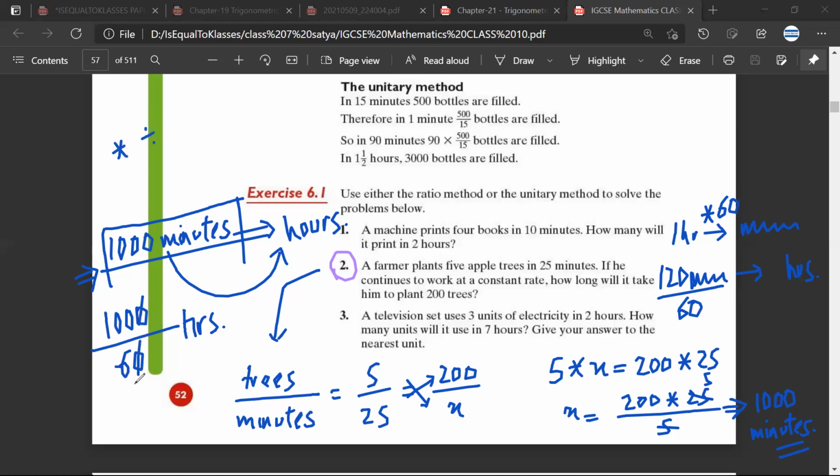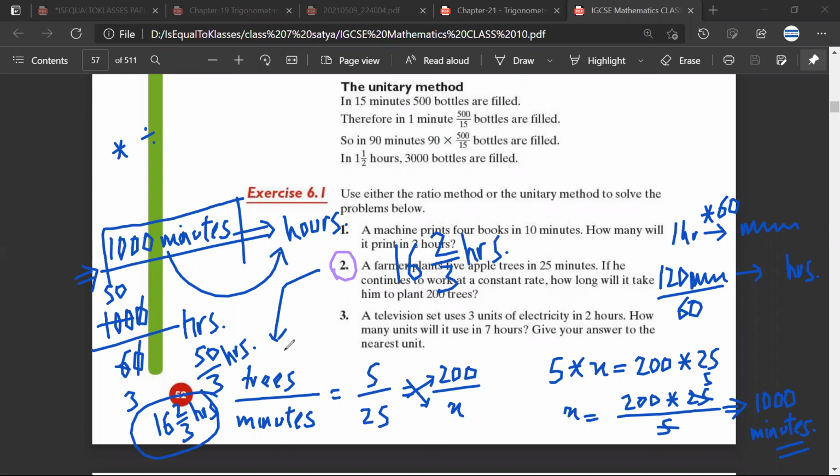Okay, very good. So this will be 50 upon 3 hours, or you can write this as 16 and 2 by 3 hours. Mr. Sarthak, any doubt? No, sir.